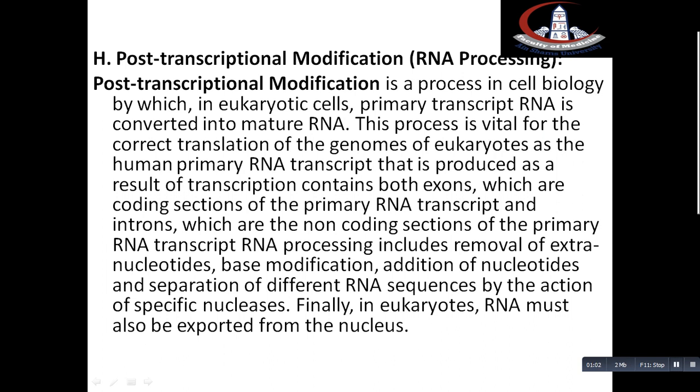The post transcriptional modification is a process in cell biology by which in eukaryotic cells primary transcript RNA is converted into mature RNA. This process is vital for the correct translation of the genomes of eukaryotes as the human primary RNA transcript that is produced as a result of transcription contains both exons, which are coding sections of the primary RNA transcript, and introns, which are non-coding sections of the primary RNA transcript. RNA processing includes removal of extra nucleotides, base modification, addition of nucleotides, and separation of different RNA sequences by the action of specific nucleases. Finally, in eukaryotes, RNA must also be exported from the nucleus.